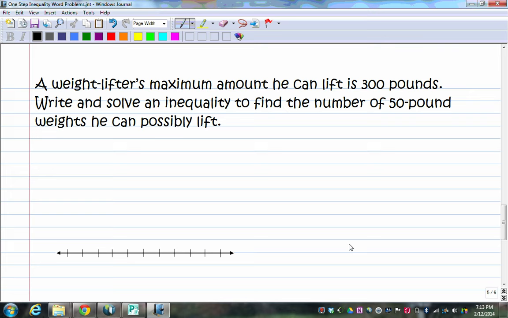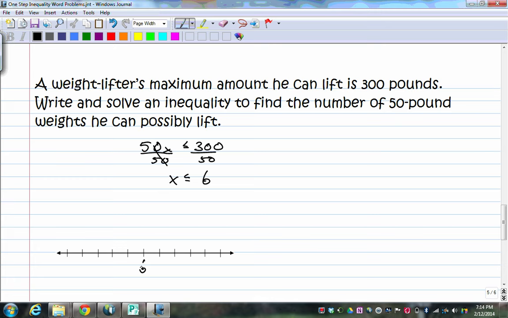Okay, 50-pound weights. So in other words, 50 pounds each, 50 times the number that you have would have to be less than or equal to that 300 pounds. So 50x less than or equal to the maximum of 300 pounds. So divide both sides by 50, and x is less than or equal to 6. So in other words, 6 of the 50-pound weights is what he could lift.